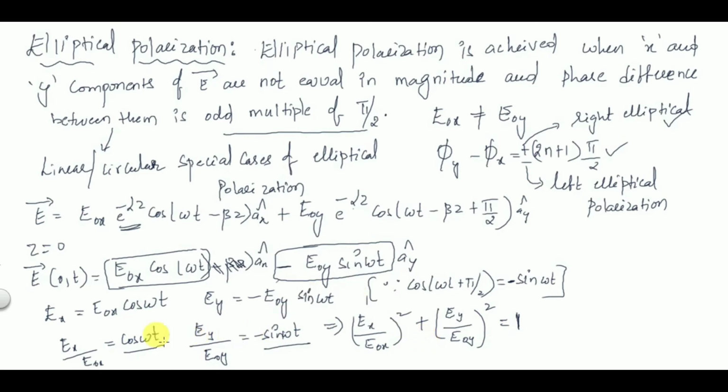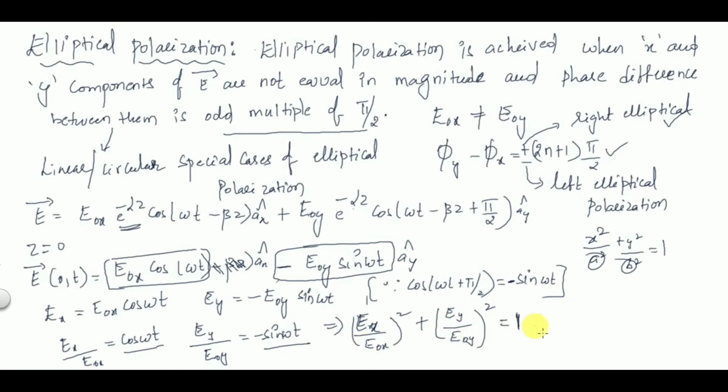So on the right hand side, taking square on both sides, you will get cos square omega t plus sine square omega t, so its value is 1. So this is of the form x square by a square plus y square by b square is equal to 1, where a and b represent the cutoff points of the ellipse, the coordinates of the ellipse. So this is of the same form: x axis here, so x coordinate here Ex, and a is the constant EOX here. Similarly, y axis here, Ey here.